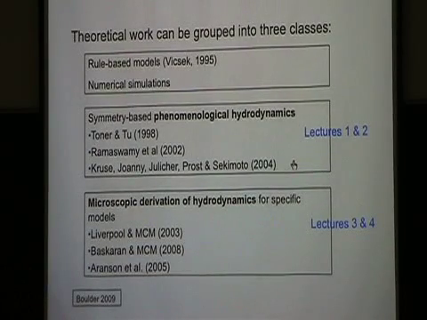So, the theoretical work that has been done in this field can sort of be grouped into three classes. There has been a lot of numerical simulation and study of what I will call rule-based models. The first rule-based model was introduced by Vicsek back in 1995. He is sort of the person who started this field. And the model introduced to describe this kind of collective motion is, if you like, a very simple one.